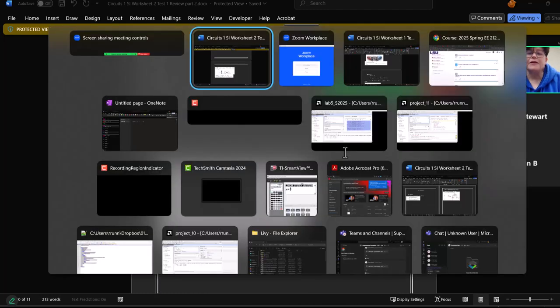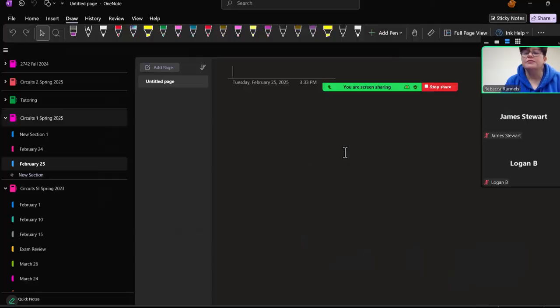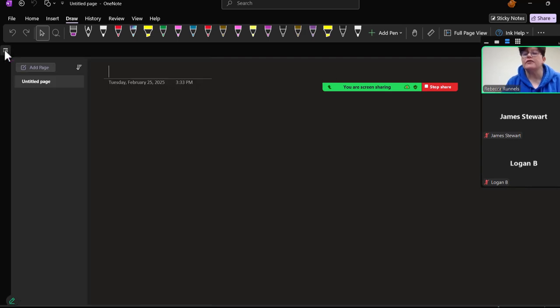I asked her what was going to be on the test, and she said everything up to superposition, no Thevenin or Norton. Let's do a quick resistor simplification just to make sure you can do a resistor simplification. So this one will be fun.